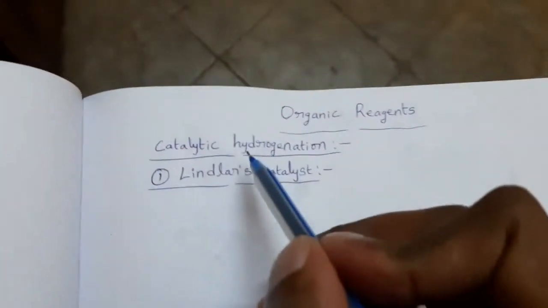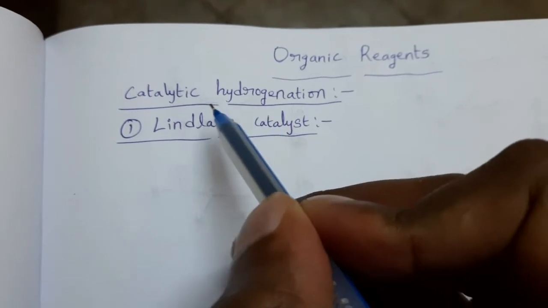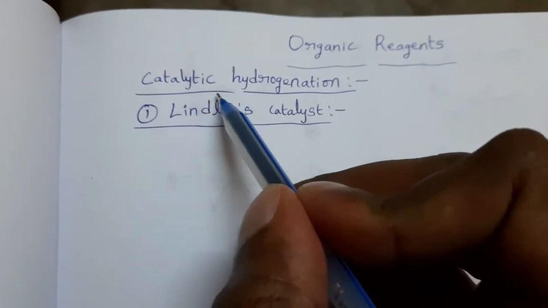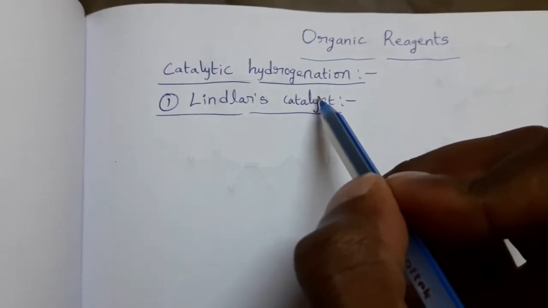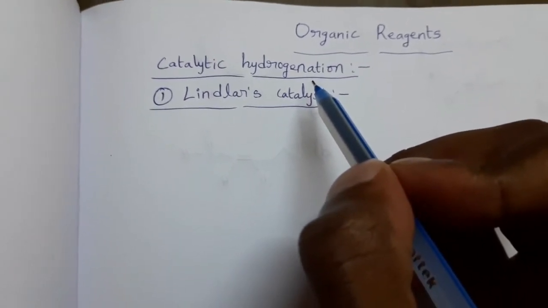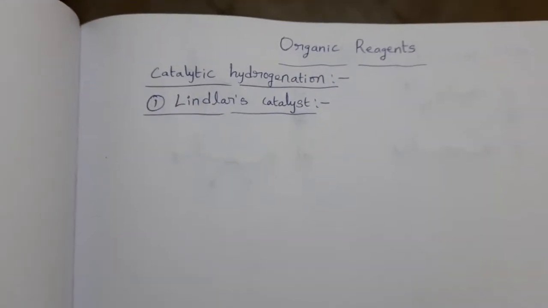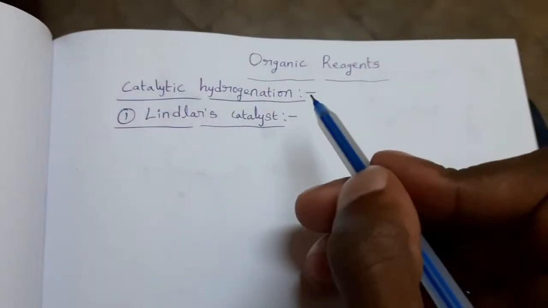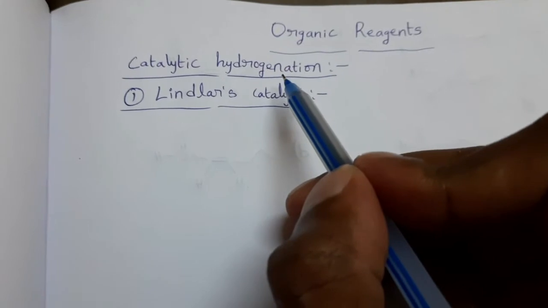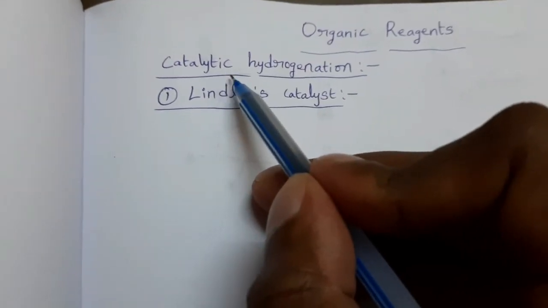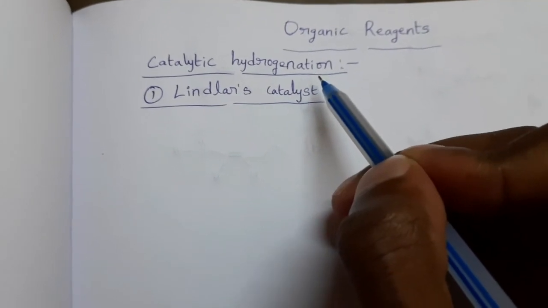First one, catalytic hydrogenation. Catalytic hydrogenation means in the presence of a catalyst, if we add hydrogen to a given reactant, that is called catalytic hydrogenation. Hydrogenation means addition of hydrogen. Halogenation means addition of halogen. Hydration means addition of H2O. In the same manner, hydrogen is added in the presence of a catalyst, that is called catalytic hydrogenation. This process can be achieved in two ways.